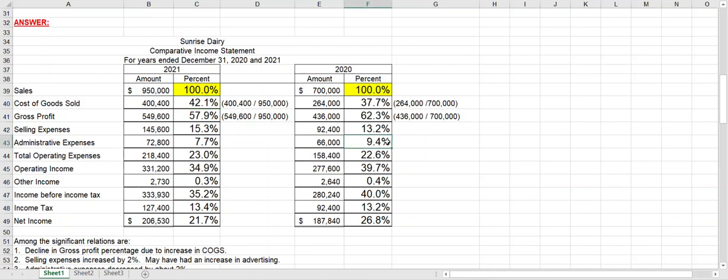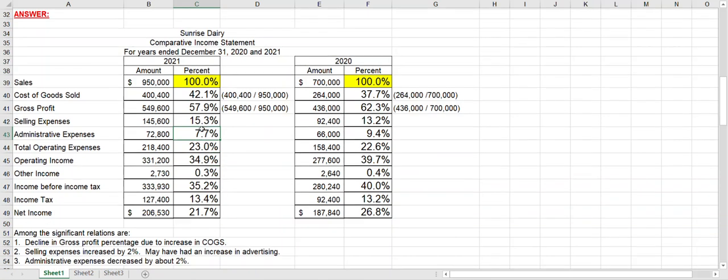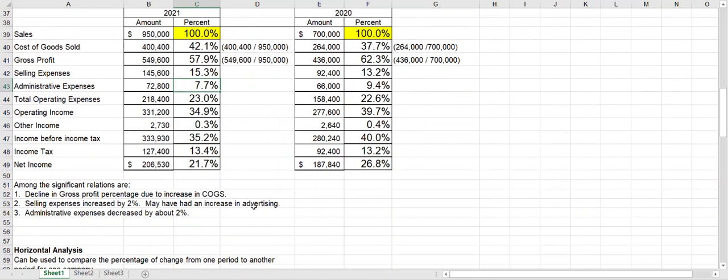Last year, let's say they were 9.4%. In 2021, they went down to 7.7%. So we are saving money on administrative expenses. So that's how you can use it as a comparison. And you can see here are the main changes down below.